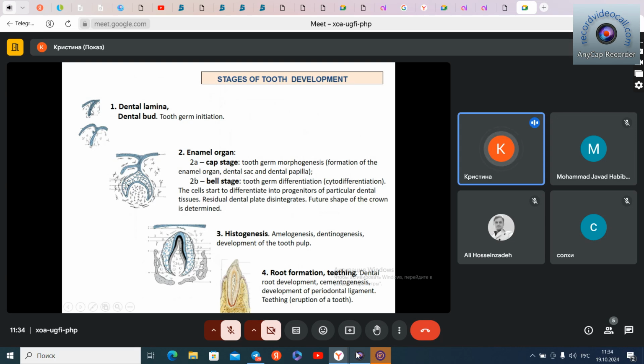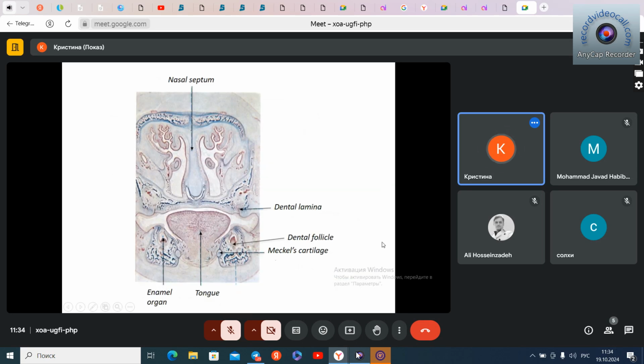The same is shown here. First stage dental lamina, then it is transformed into dental bud. Then dental bud transforms into enamel organ. This stage has two sub-stages, cap stage and bell stage. In the bell stage, the cytodifferentiation starts. Next, histogenesis, and final root formation and teething, because first the crown is formed and only then the root starts to develop. The root starts to develop only when the tooth starts to arise in the oral cavity.